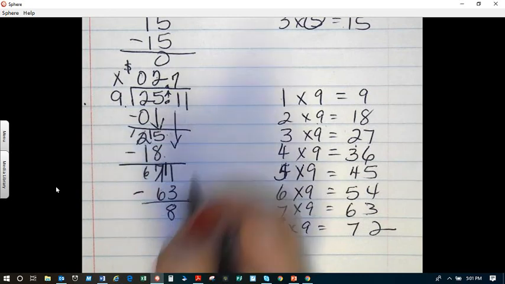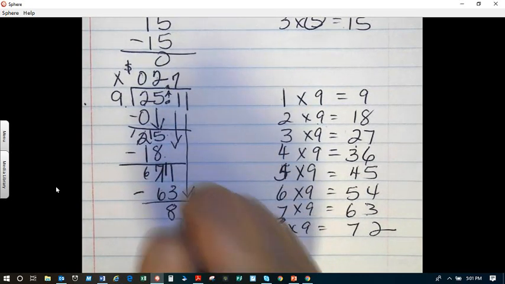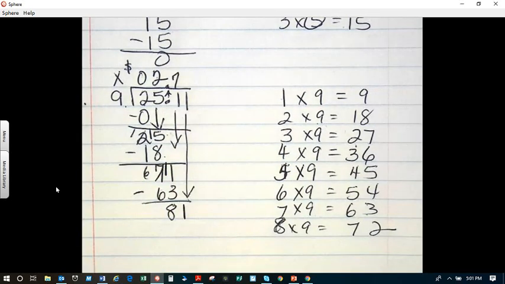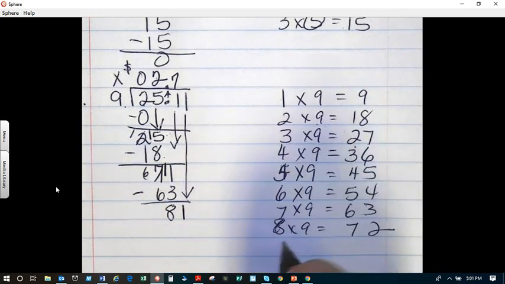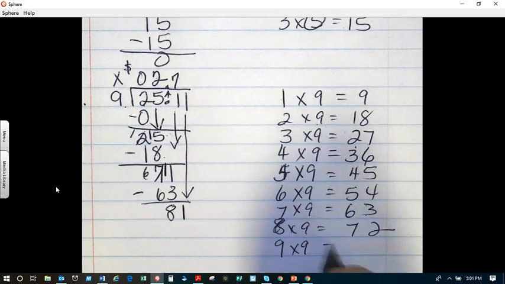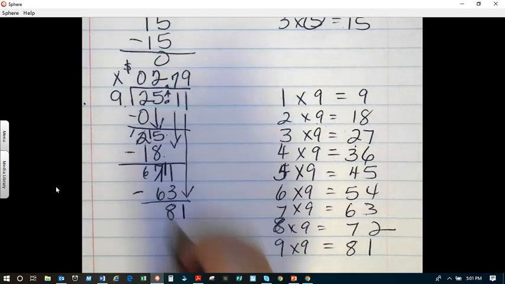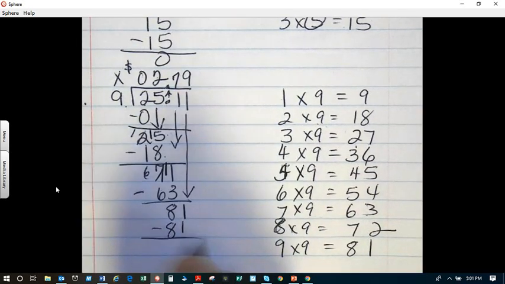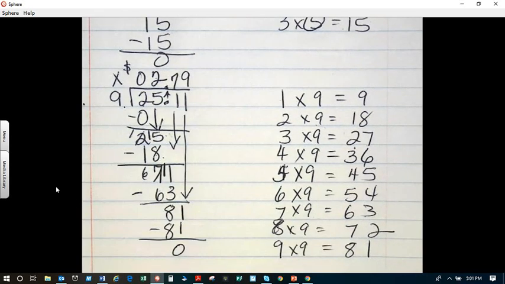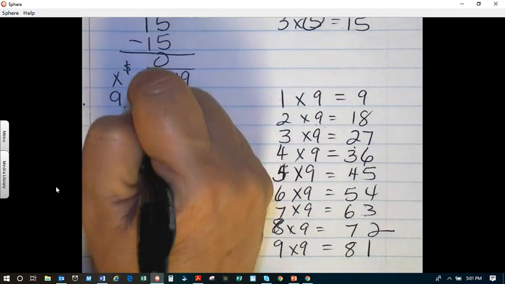All right, I'm going to bring down the next one, and so it's 81. Well, 9 times 9 equals 81. So I have 9 groups of 9 equals 81, and I subtract that out, and it's 0. So my answer is what? There you go, 2 79/100.